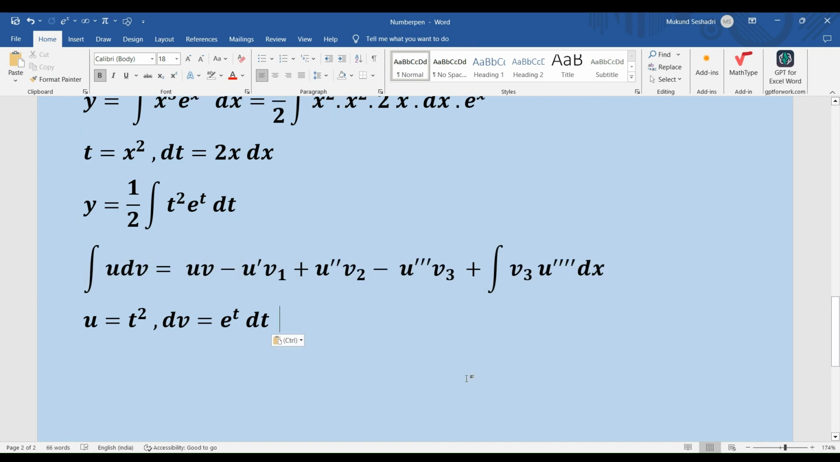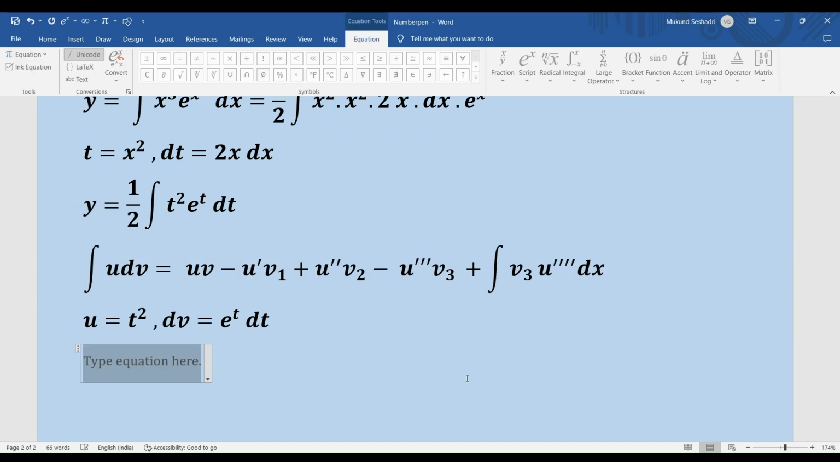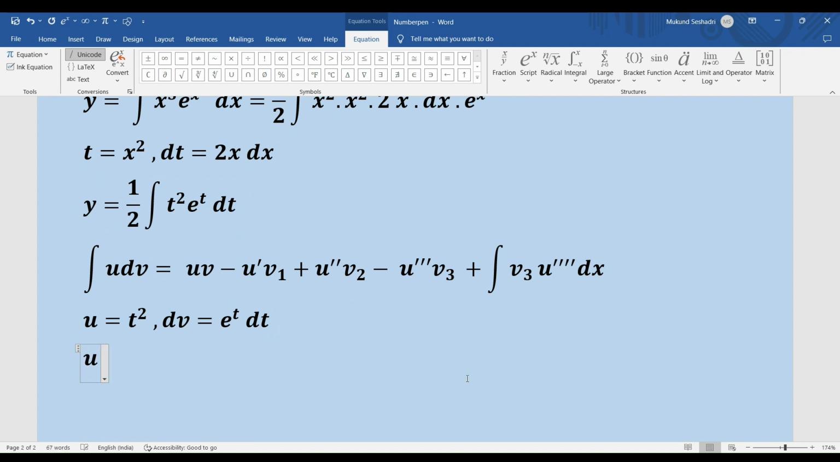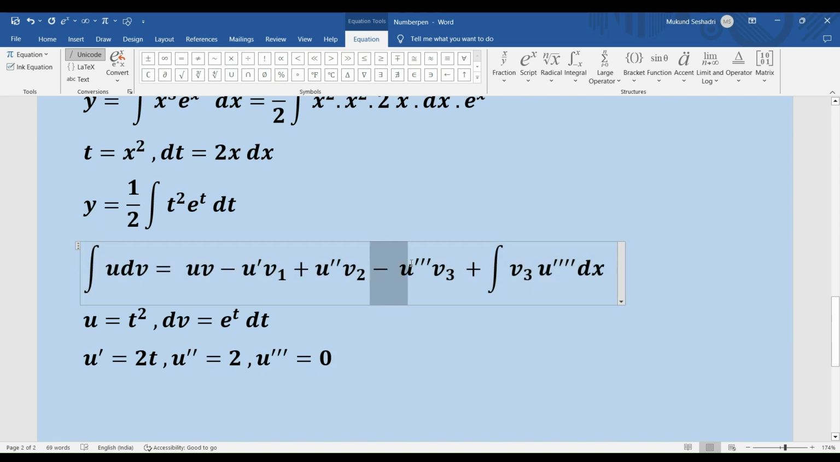Now I'll have to go ahead and pick up my first, second, and third derivatives of u, right? So my u dash equals 2t, and my u double dash equals 2, and my u triple dash onwards, I get a 0, right? So I don't think I will have to really worry about anything beyond my u double dashed, right?